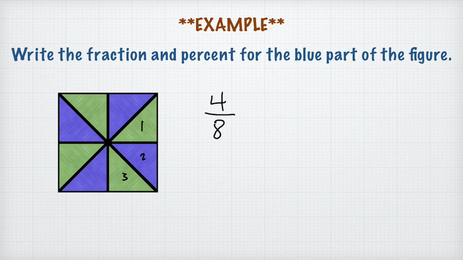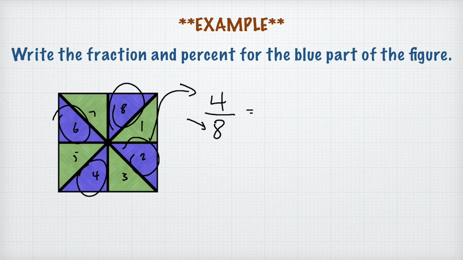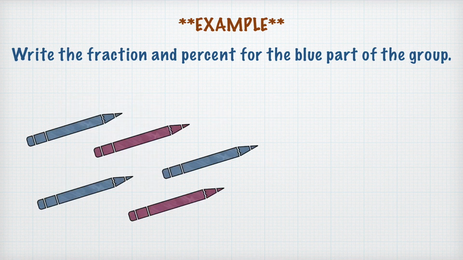There are 8 slices. 1, 2, 3, 4, 5, 6, 7, 8. So the 8 becomes our total. And then how many are blue? 1, 2, 3, 4. That becomes our numerator. And then we can reduce that to 1/2. So half of these triangles in this square are blue, and we said a half is going to be 50%. We just looked at that before. If you look at the learn rectangle up at the top in that yellow box, you'll find that.